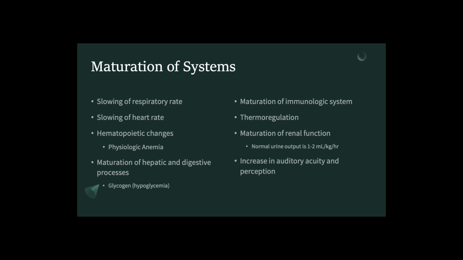There's also important changes in other systems, such as the hepatic system, where we're not going to see effective synthesis and storage of glycogen, so the infant is more prone to hypoglycemia. We talked a little bit about immunologic immaturity already, and thermoregulation. Now, renal function is also not mature yet. Normal urine output is 1 to 2 mLs per kilo per hour.